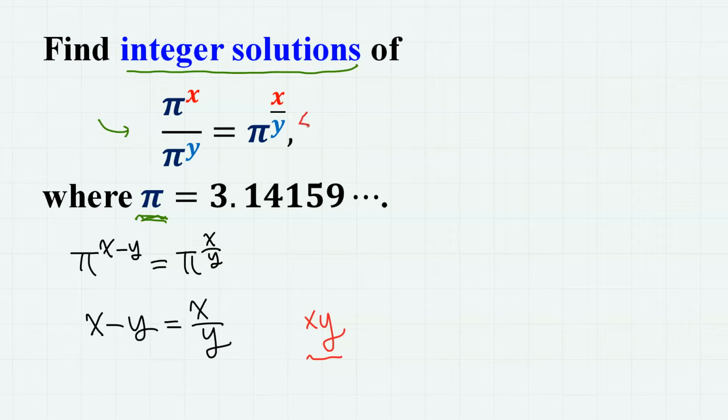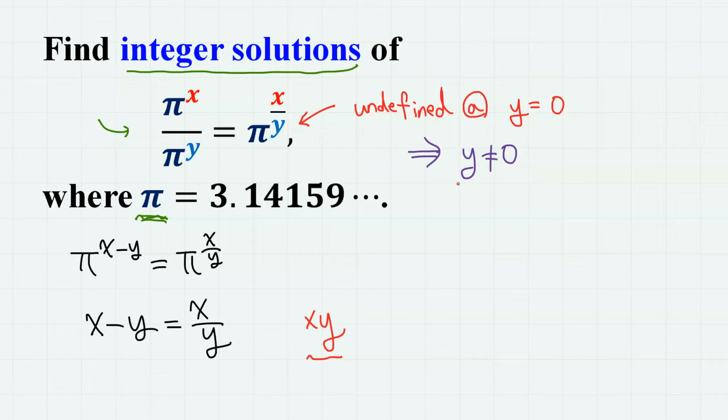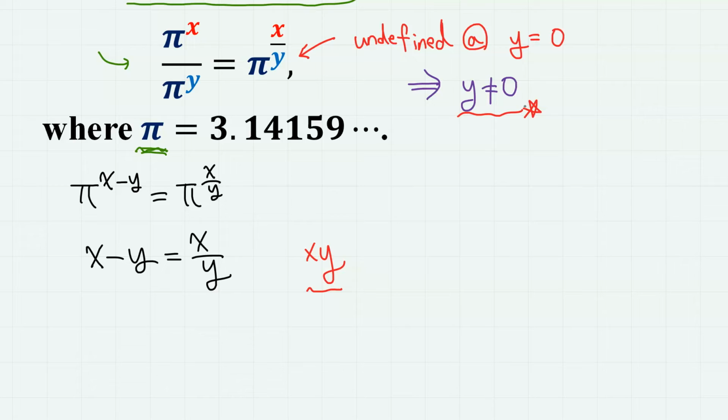The original equation contains x over y part, which is undefined at y equals 0. Therefore, y equals 0 cannot be the integer solution to the given equation, even if it is obtained in the following process. So just for the sake of the reminder, let us also write that down. So we have xy minus y squared equals x, and y cannot be 0.